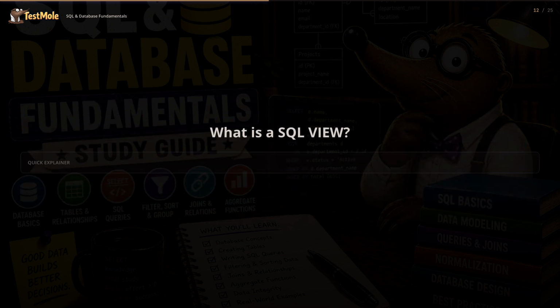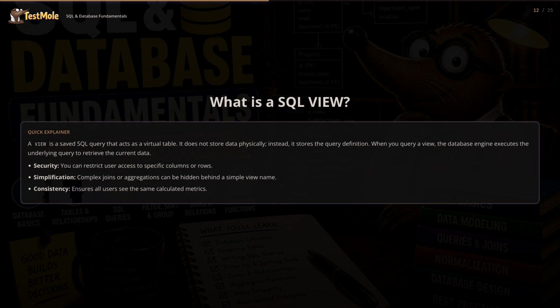What is a SQL view? A view is a saved SQL query that acts as a virtual table. It does not store data physically. Instead, it stores the query definition. When you query a view, the database engine executes the underlying query to retrieve the current data.